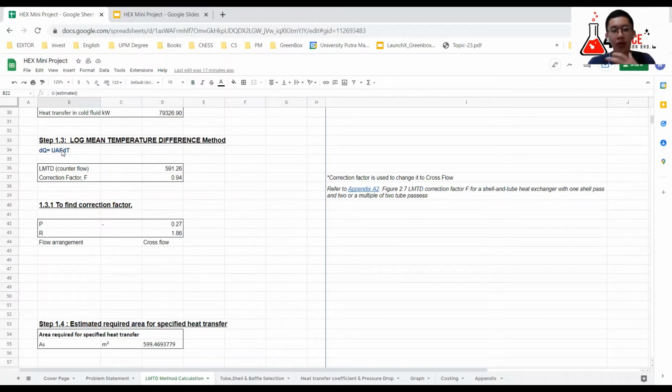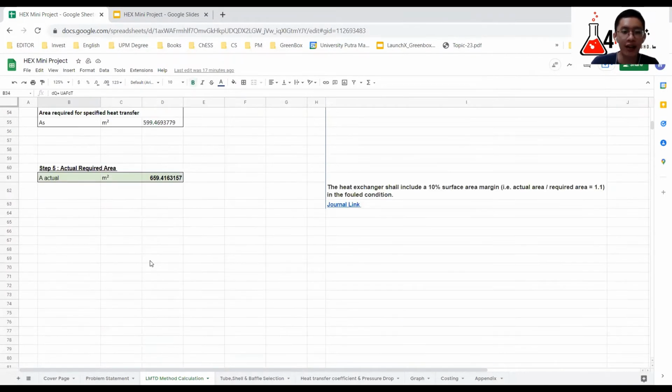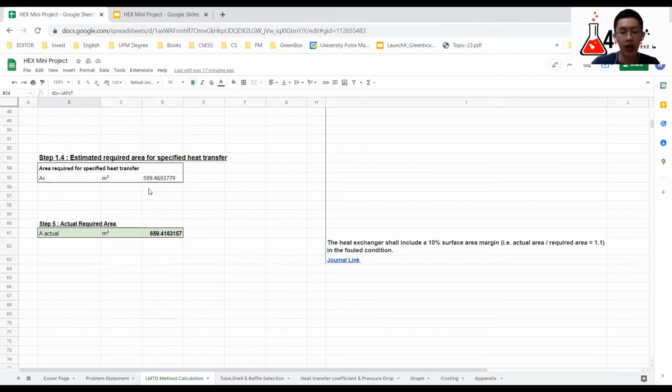Also, we get it from the table. Then the delta T is the MTD. Okay, so we do the calculation. In the end, we get the area. Okay, so for this area, we would put another 10% of the margin to cope with the fouling condition.